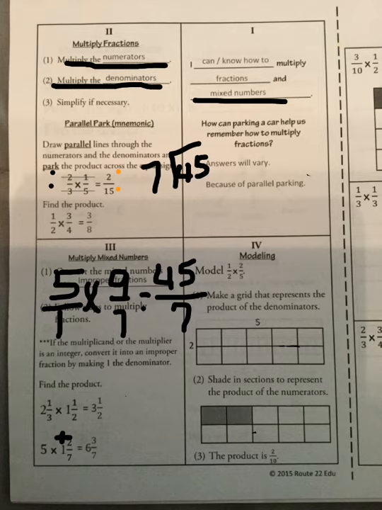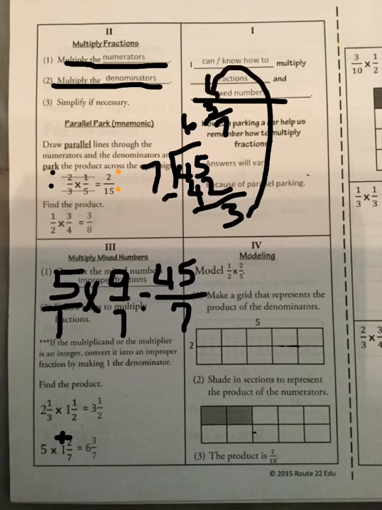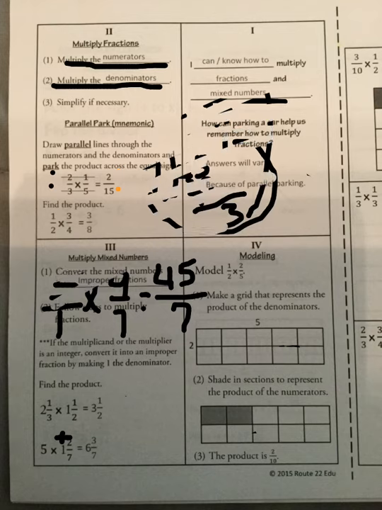7 times 6 is 42. 5 minus 2 is 3. And so I end up with 6 and 3/7. The 3 was our remainder. It becomes our numerator. The 7 was our divisor, and it becomes our denominator. You guys did a great job with that one. You're staying with me, and that's fabulous. Let's erase so we can look at our next section.